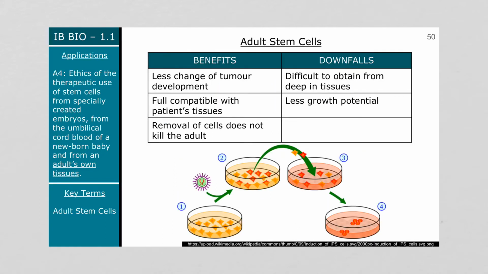Basic benefits and drawbacks: there's less of a chance of tumor development because these cells aren't in a high dividing stage. You don't have to worry about compatibility with the patient's tissue since it comes from their body. And removal of the cells does not kill the adult, as it does in the case of the embryo. The downfalls are that they are difficult to obtain, especially from deeper tissues, and they do have less potential as far as what they can develop into.